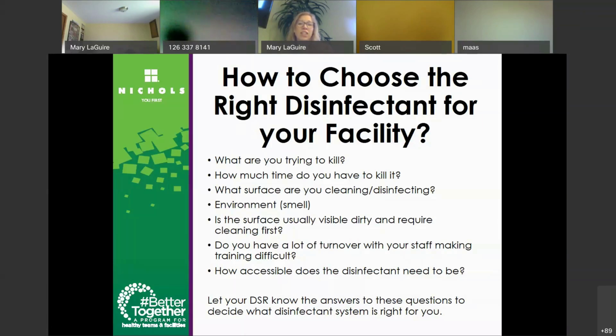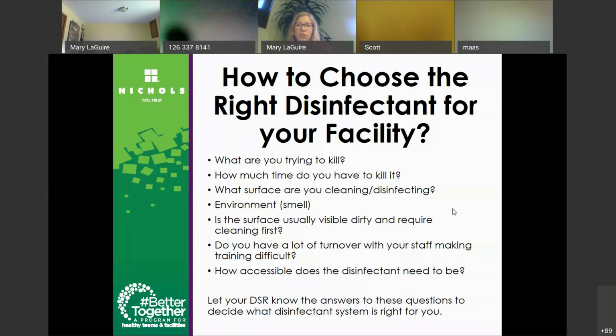How much time do you have to kill it? All of them have different dwell times, it seems like. So take a look at how much dwell time you need to clean in between classrooms, or whether you are in an office setting where the disinfectant can work overnight. So think about how much time you have.